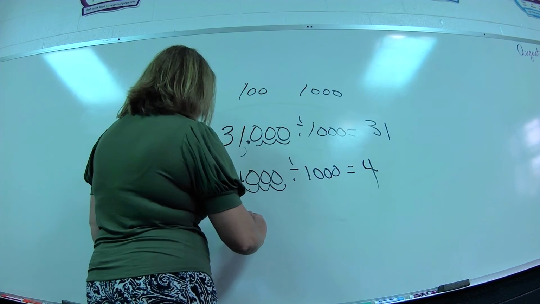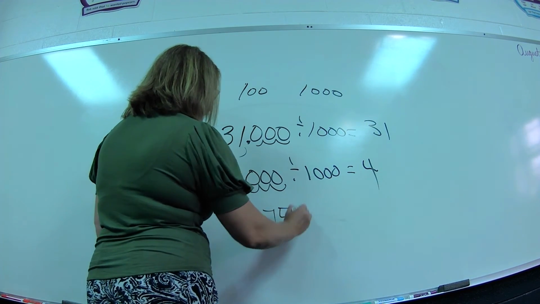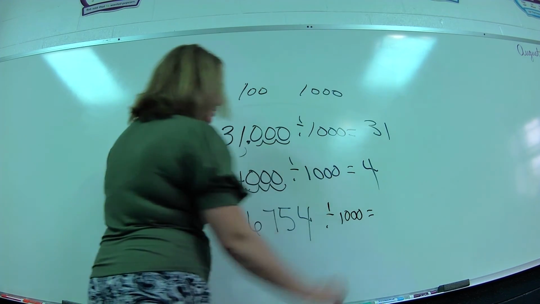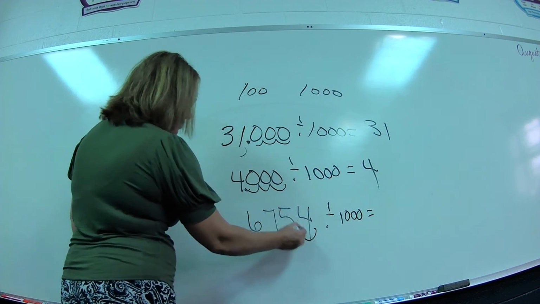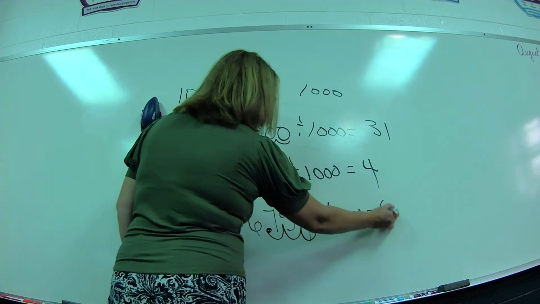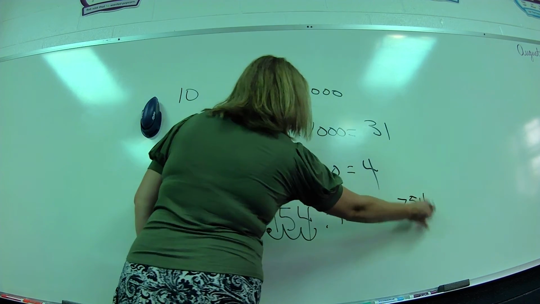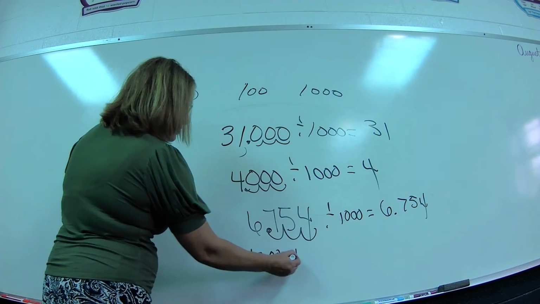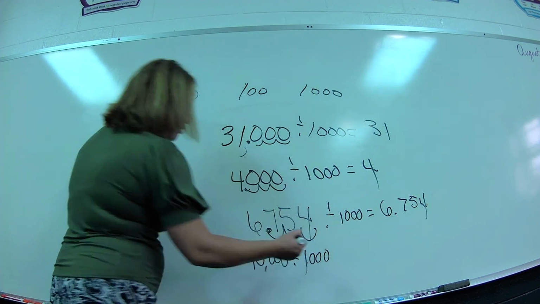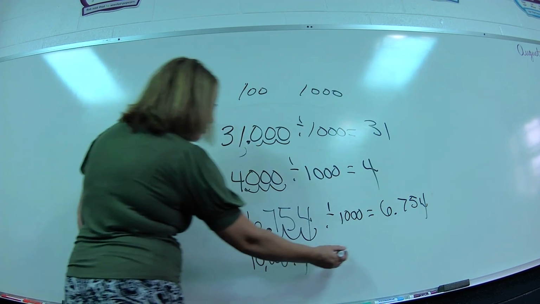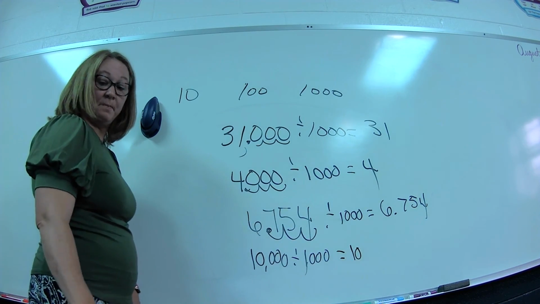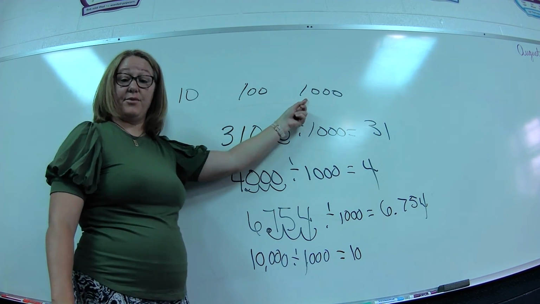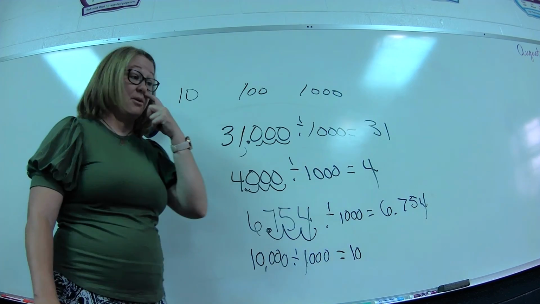What if you have 6,754 and divide it by 1,000? Well, 3 decimal places. 1, 2, 3. You will end up with 6.754. All right. What if you have 10,000 divided by 1,000? You would end up with 10. All right. Again, tens have 1 zero, 100s have 2 zeros, 1,000s have 3 zeros. If you went to 10,000, you'd have 4 zeros, and so on.